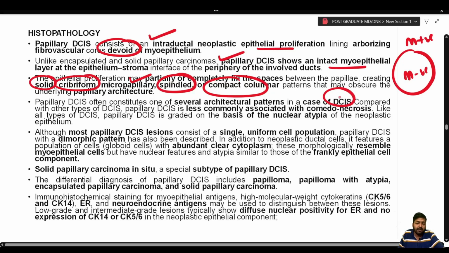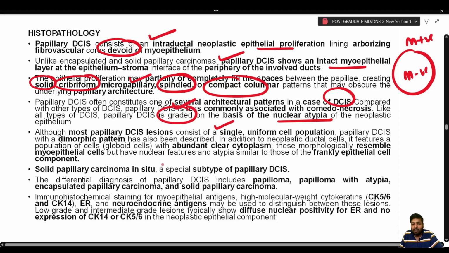But compared to the other types of DCIS, papillary DCIS are less commonly associated with comedonecrosis. Like all types of DCIS, papillary DCIS is graded on the basis of nuclear atypia. Although most papillary DCIS lesions consist of a single uniform cell population, papillary DCIS with a dimorphic pattern has been described. In addition to the neoplastic ductal cells, it will feature a population of globoid cells with abundant clear cytoplasm, and these cells morphologically resemble myoepithelial cells, but if you carry out IHC, these will be negative for myoepithelial markers. They resemble myoepithelial cells, but they are not myoepithelial cells.